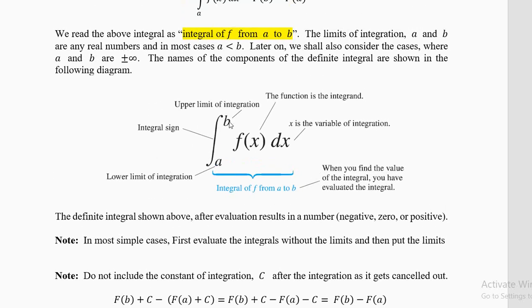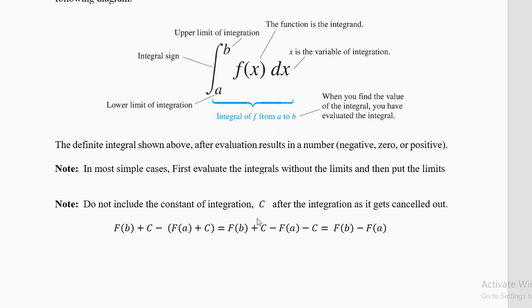Now you don't have to worry which is big, which is small. Normally a is smaller than b. On the number line you go from left to right, smaller number to bigger number, but that need not be the case always. Now why do we not have C?